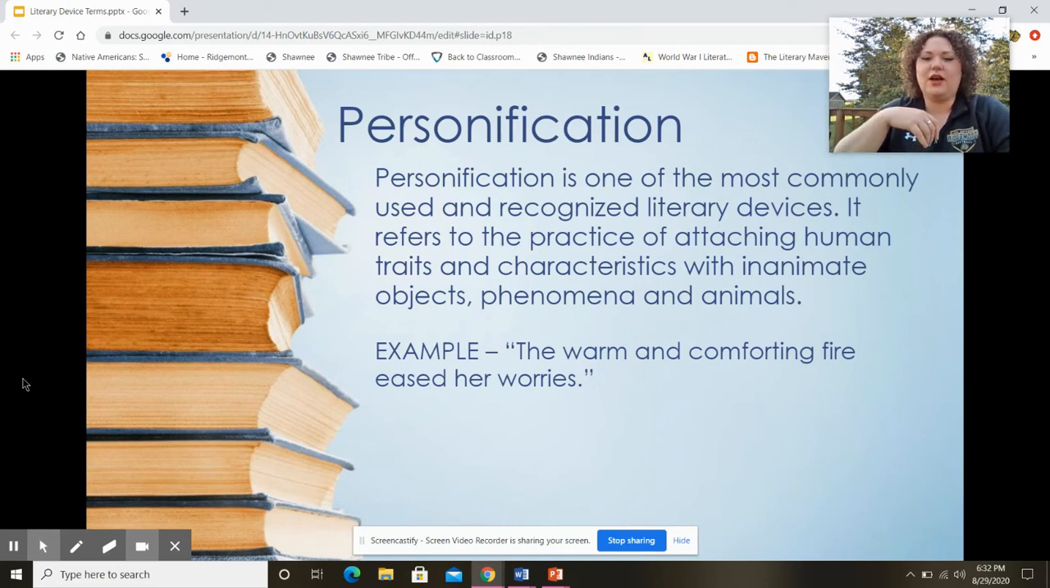So if I say the warm and comforting fire eased her worries, a fire cannot literally come over and pat my back and ease my worries, but I personify this fire by saying that it is warming and comforting to me and in easing my worries. Okay, so you're giving something that does not have human traits, human traits. If I were to say, though, that the fire is warm and comforting, that's not personification. Okay, you're describing it and giving descriptors, but you have to actually make that object act within those human traits.